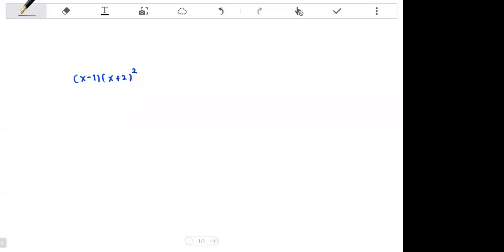The next one says the polynomial p of x is 2x cubed minus x squared minus 25x minus 12, and it has a known factor of x plus 3. Rewrite p of x as a product of linear factors.